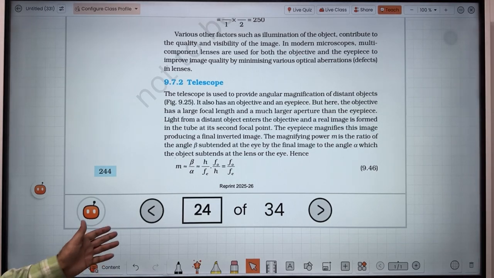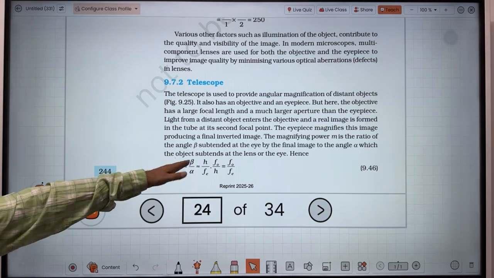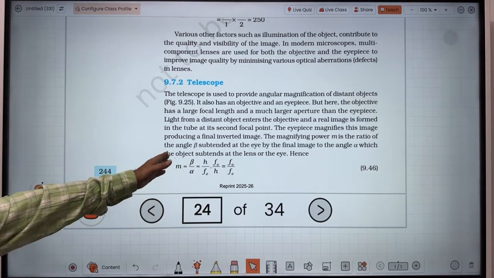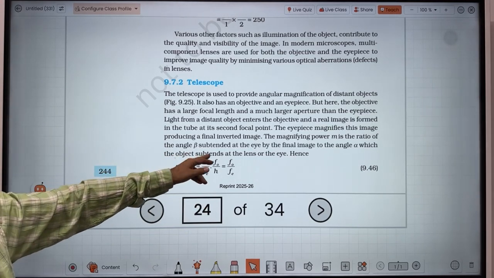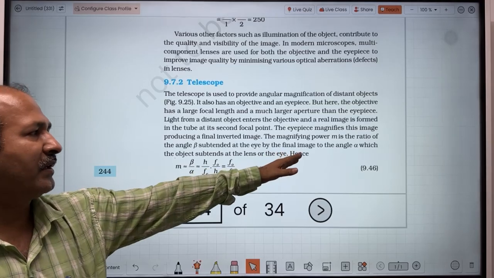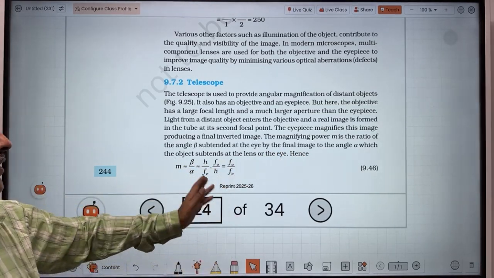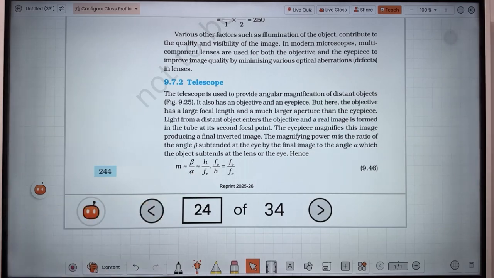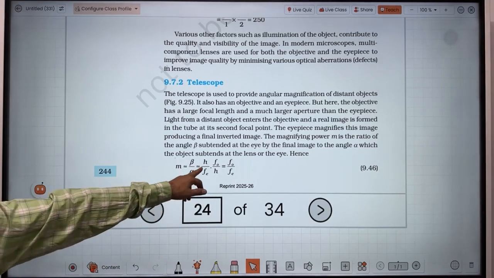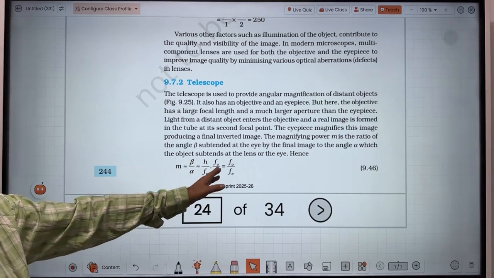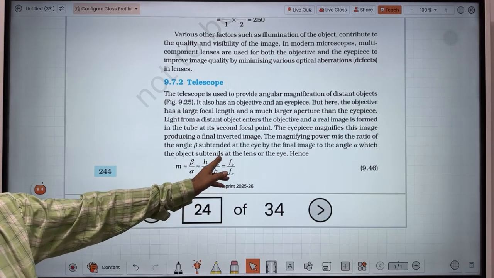And then we can define magnifying power in terms of the ratio of the angle beta subtended at the eye by the final image to the angle alpha the object subtends at the lens or the eye. So here m equal to beta upon alpha, and beta is h upon f(e), and this alpha will be h upon f(o).